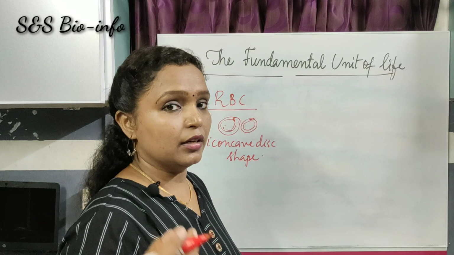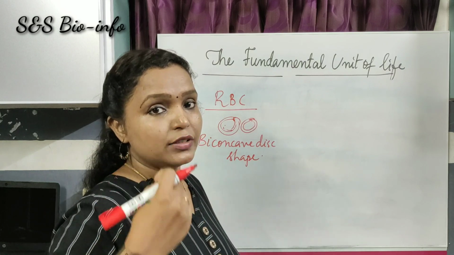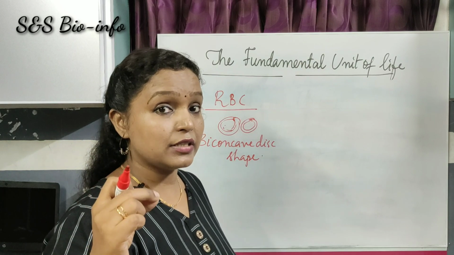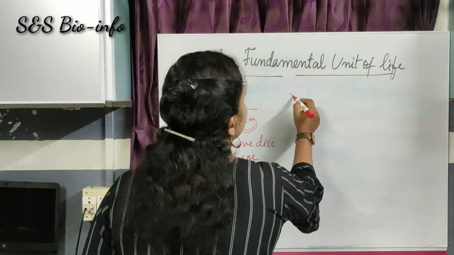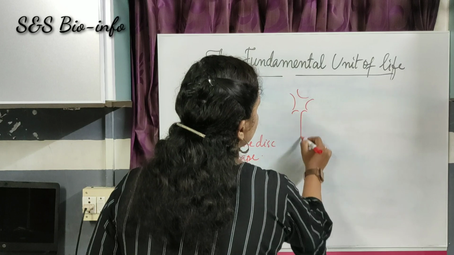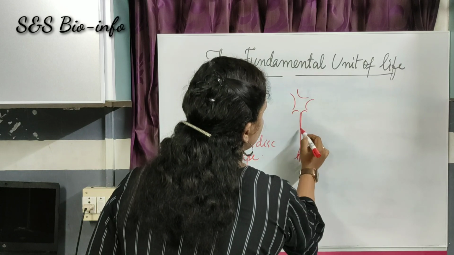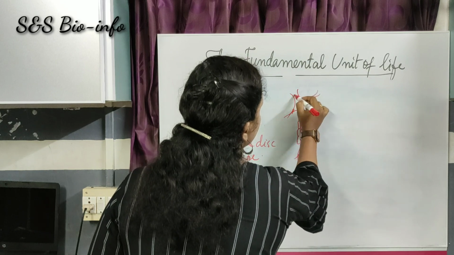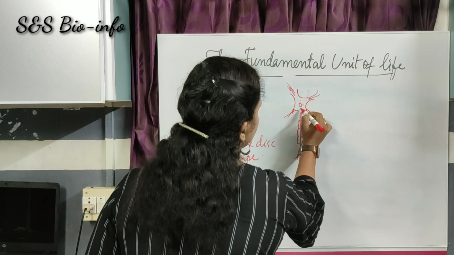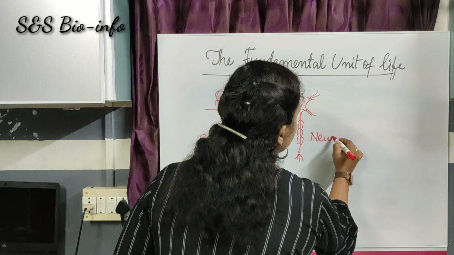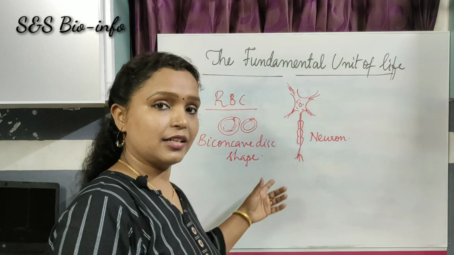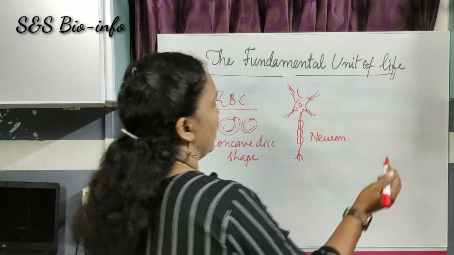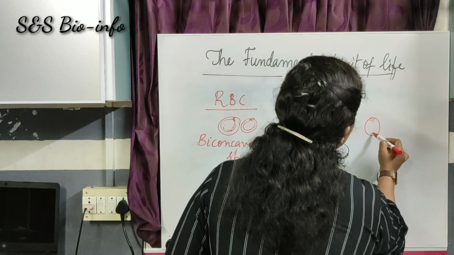The next one, our nerve cell. Our nervous system is made up of specialized elongated cells called nerve cells or neurons. This is a neuron. This is an elongated cell. It has a typical structure. Another cell, our bone cell.